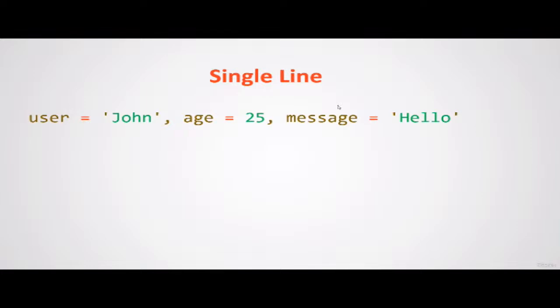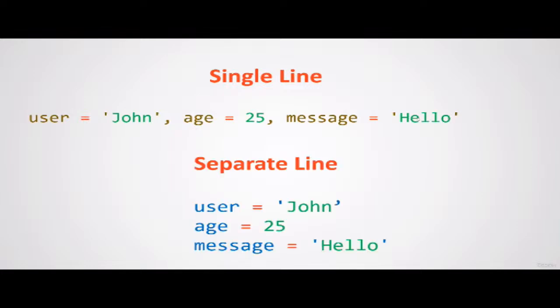Okay, now we can create variable in a single line. Like for example, say that we have a variable user equal to John. And now in order to create another variable on the same line, we have to use basically this comma. And then after this comma, we can just name our second variable, say that it is age equal to 25. And then in order to create another variable on the same line, we have to again put this comma. And then we can just name our another variable message and say that it will be equal to hello.